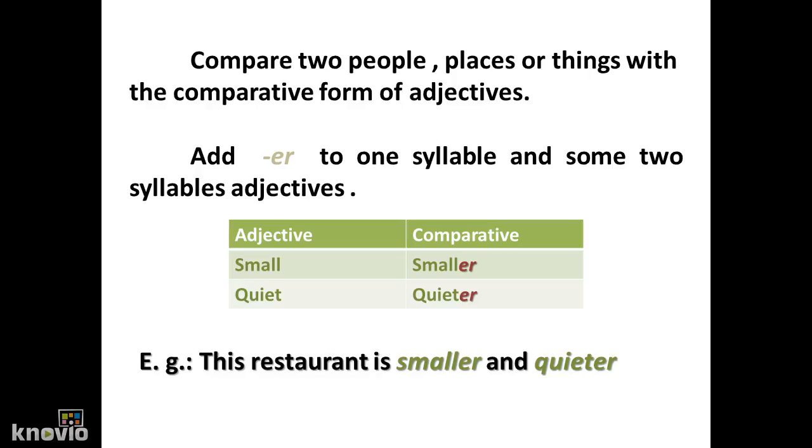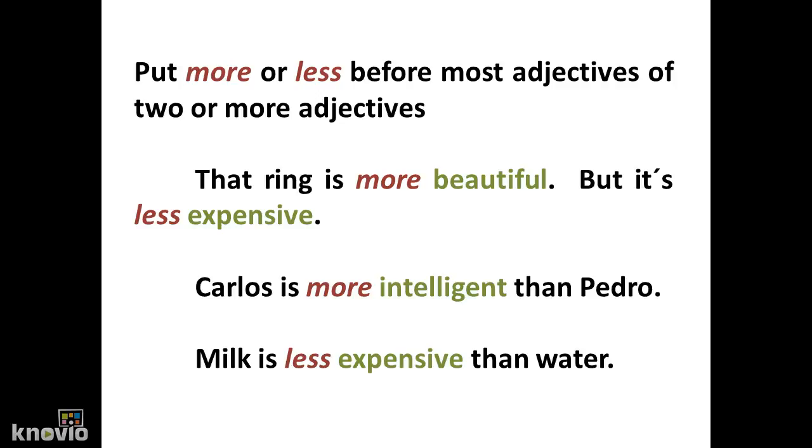You have to add -er to one-syllable and some two-syllable adjectives. For example, small plus -er, smaller; quiet, quieter. Example: this restaurant is smaller and quieter. When you have adjectives of more than two syllables, you have to put more or less in front of the adjective. Example: that ring is more beautiful, but it's less expensive. Carlos is more intelligent than Pedro. Milk is less expensive than water.